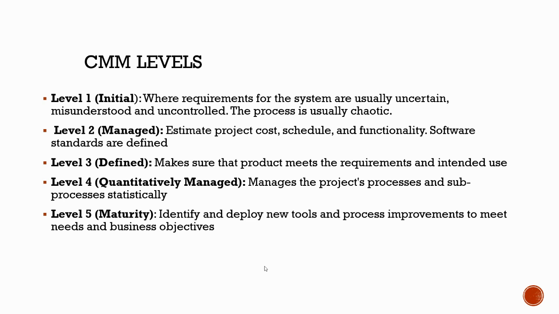So the very first level is the initial level, where requirements of the system are usually uncertain, misunderstood, and uncontrolled. The process is usually chaotic. Then level 2 is the managed level. So here we are estimating project cost, schedule, and functionality. Software standards are also defined here. Then defined: make sure that the product meets the requirements and intended use.